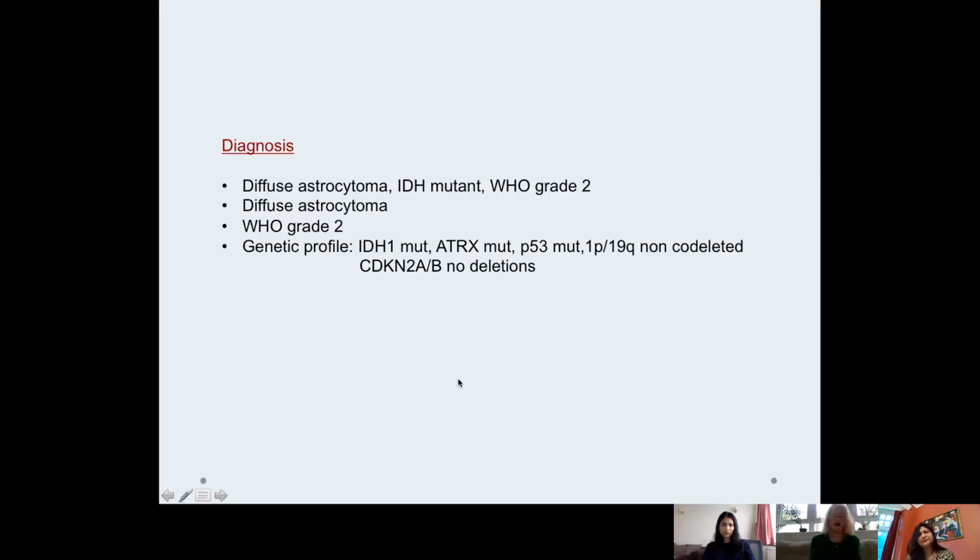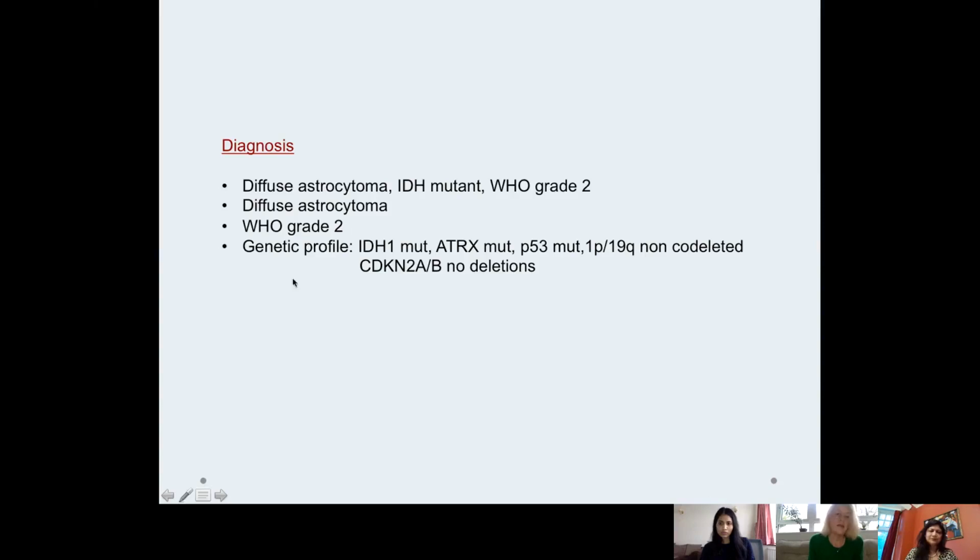So the histological diagnosis here was diffuse astrocytoma. We know it is an astrocytoma because the tumor shows loss of ATRX expression and overexpression of P53, something that we do not see in oligodendrogliomas. The histological grade is grade 2. There are no adverse features, no high mitotic activity, no necrosis, no microvascular proliferation.